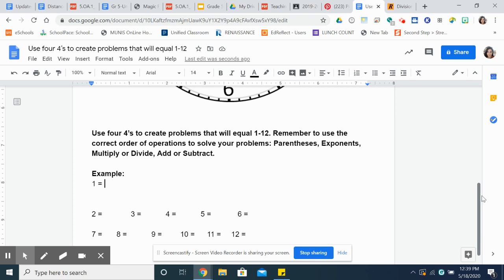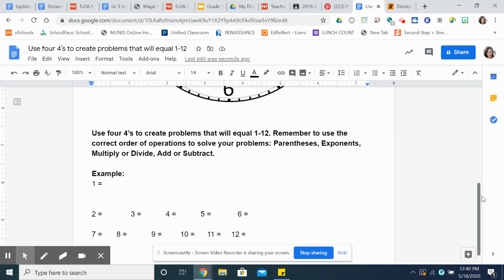Remember to use the correct order of operations to solve the problem. You need to do it in this order: parentheses, exponents, multiply or divide, add or subtract. After you create your algebraic expression, you need to make sure that if you go in this order, parentheses all the way down to subtract, your answer equals the number you're trying to solve.